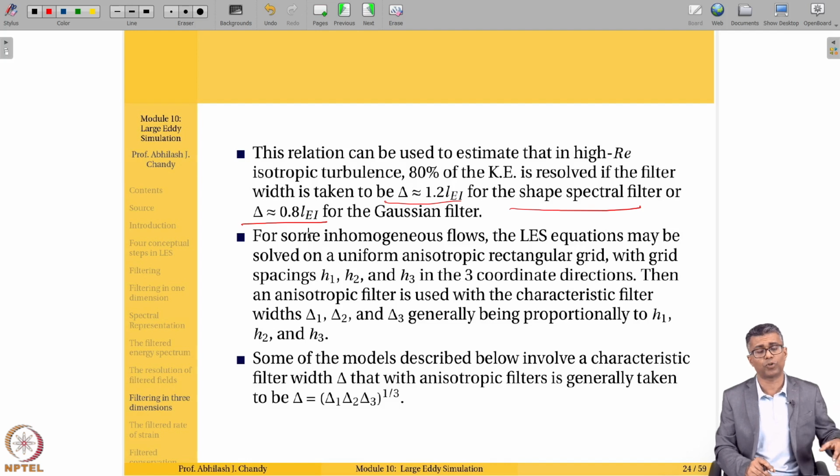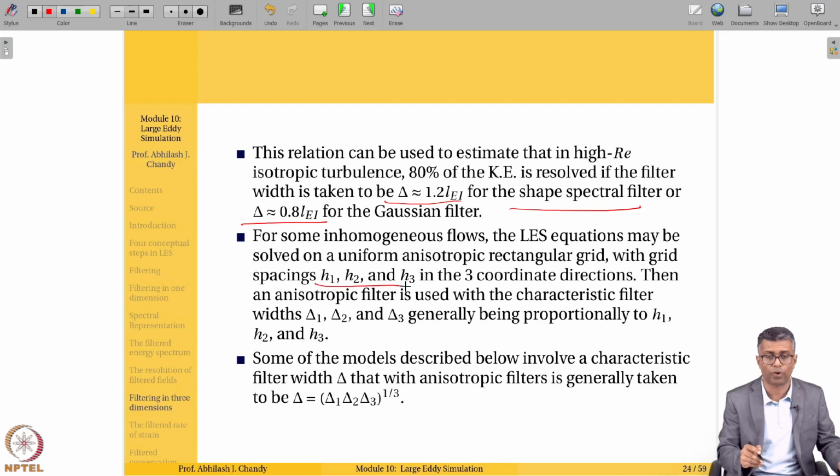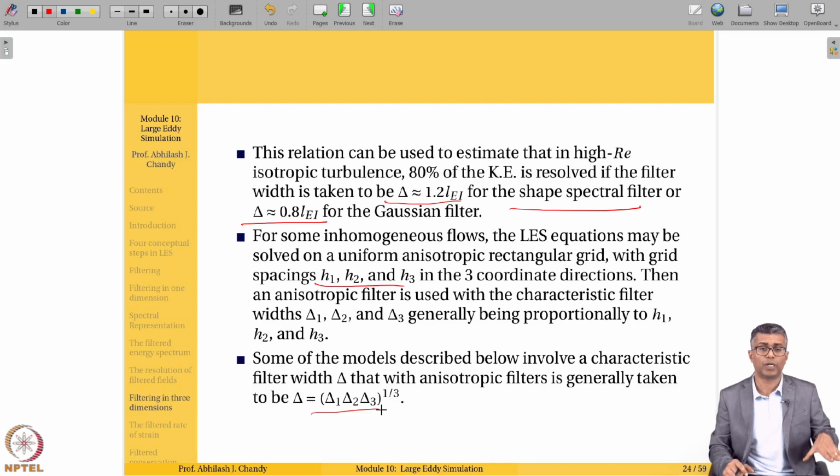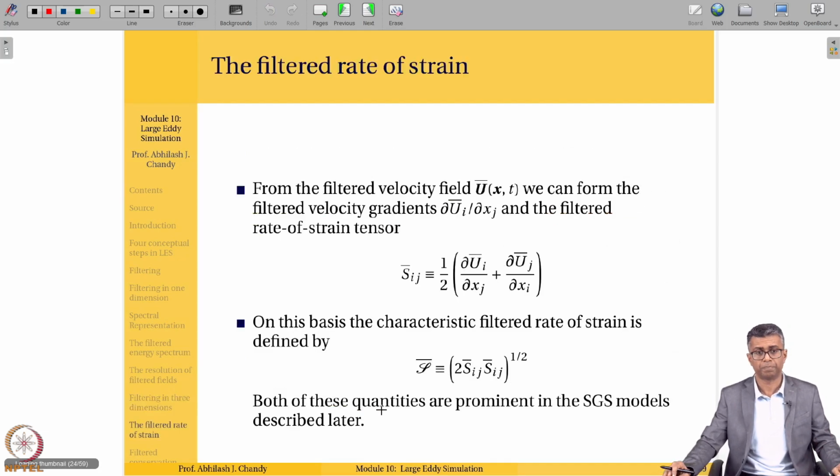If you have inhomogeneous flows, you might have an anisotropic uniform rectangular grid with grid spacings H1 in one direction, H2 in the other direction, and H3 in the third direction, right? Then you would need an anisotropic filter with characteristic filter widths delta 1, delta 2 and delta 3 in the respective directions, proportional to H1, H2 and H3. In that case, you could choose a uniform filter width equal to the cube root of delta 1 times delta 2 times delta 3. That's one way to do it.